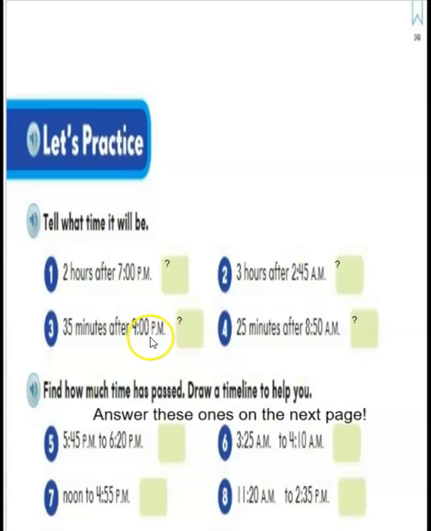and you're going to count 3 hours after that. This one, you're starting at 9 p.m. and you're going to go 35 minutes. And then this one is a little trickier. You're at 8:50 a.m. and you have to go 25 minutes. So I would go 10 minutes first to get you to 9 and then go another 15 minutes. Remember, you can type anywhere you see a question mark. And then down here, you're going to answer these ones on the next page that you'll see.